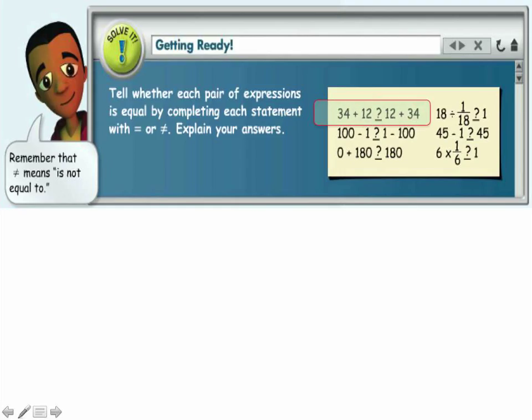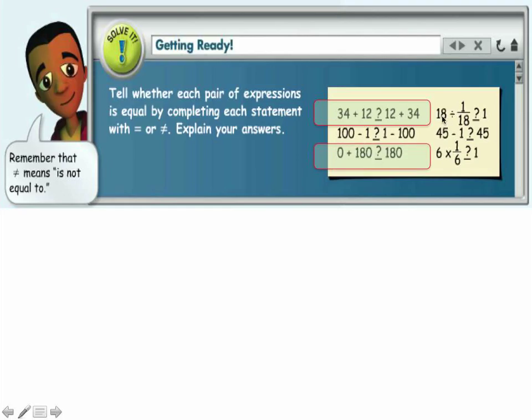So that one is, in fact, true, or the left side is equal to the right side. As I jump to the next one, 100 minus 1 is 99, but 1 minus 100 is negative 99, so this one would be a not equal. Here in number 3, 0 plus 180 is just 180, which is the same as this right side, so that would be an equal sign. So that one also works.